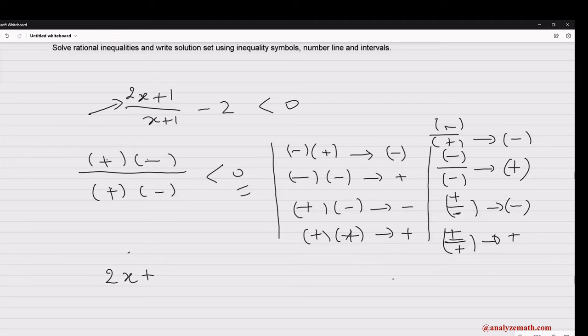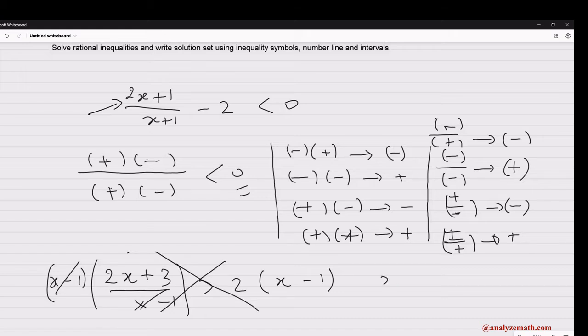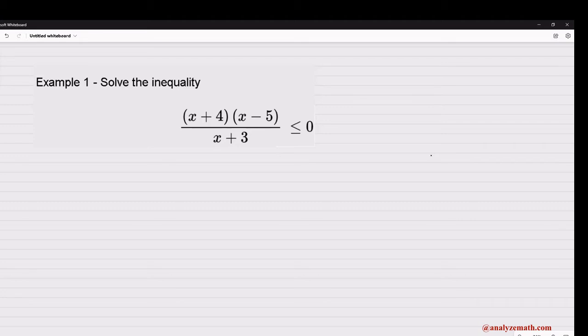So I have 2x plus 3 over x minus 1 bigger than 2, and I am tempted to simplify this x minus 1, which is in the denominator. So I would say, okay, let's multiply by x minus 1 on this side and by x minus 1 on this side, and then simplify and get rid of the denominator. You cannot do it here simply because you don't know whether this x minus 1 is positive or negative. But we will see there are methods, of course, to solve these inequalities.